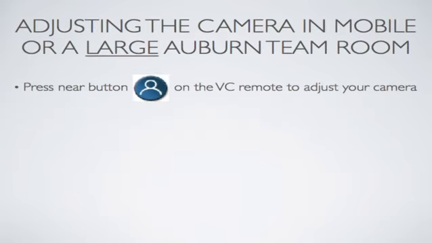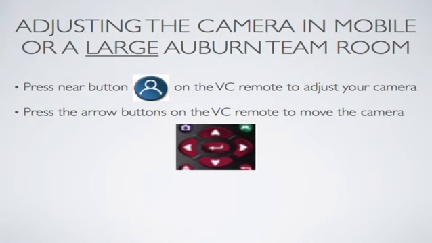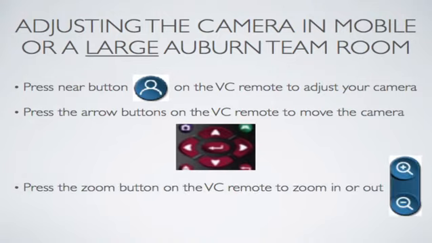To adjust the camera in a large team room or a team room in Mobile, press near on the VC remote to adjust your camera. Press the arrow buttons on the remote control to move the camera up, down, left, or right. Press zoom to zoom in or out.